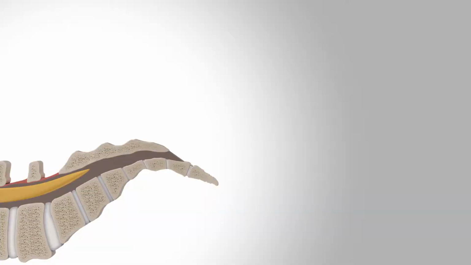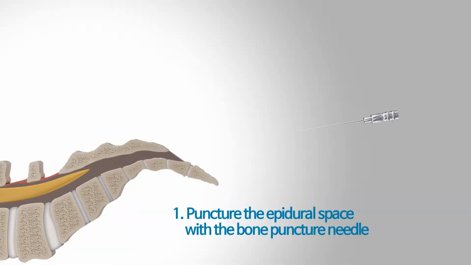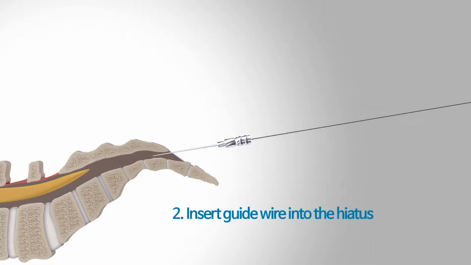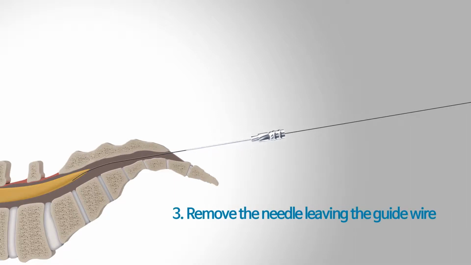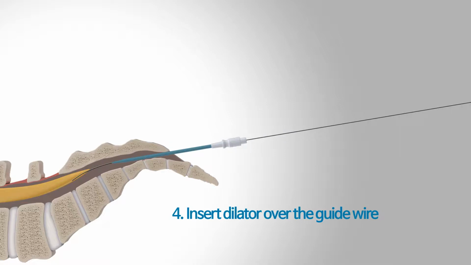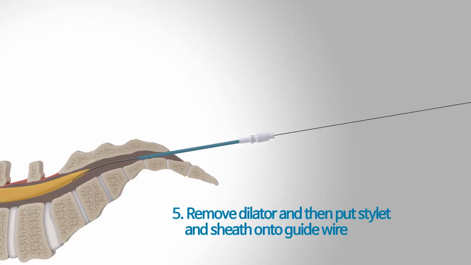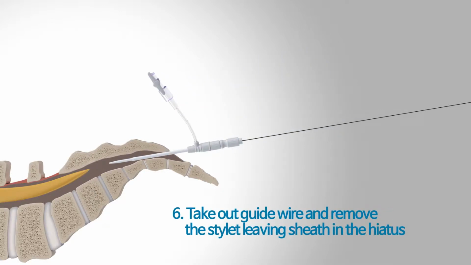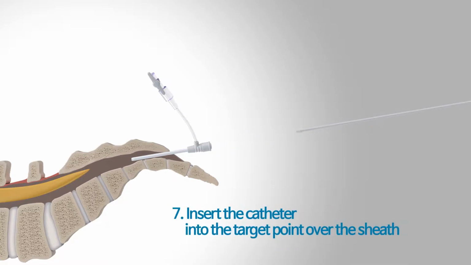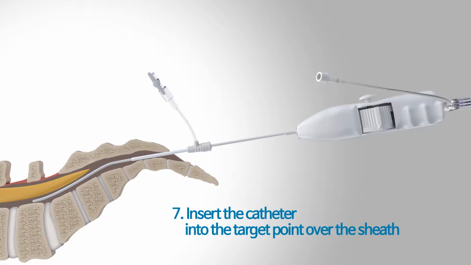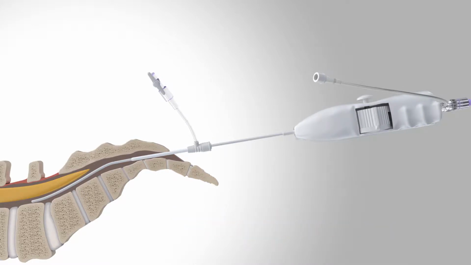Let's review again how to approach the target point. Puncture the epidural space with the bone puncture needle. Insert the guide wire into the hiatus. Remove the needle, leaving the guide wire. Insert the dilator over the guide wire. Remove the dilator, then put the stylet and sheath onto the guide wire. Take out the guide wire and remove the stylet, leaving the sheath in the hiatus. Insert the catheter into the target point over the sheath. It isn't enough to say that this approach is the core of SELD.